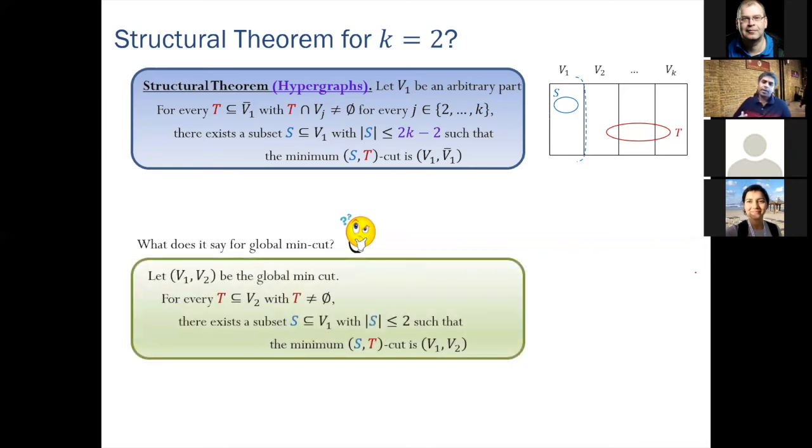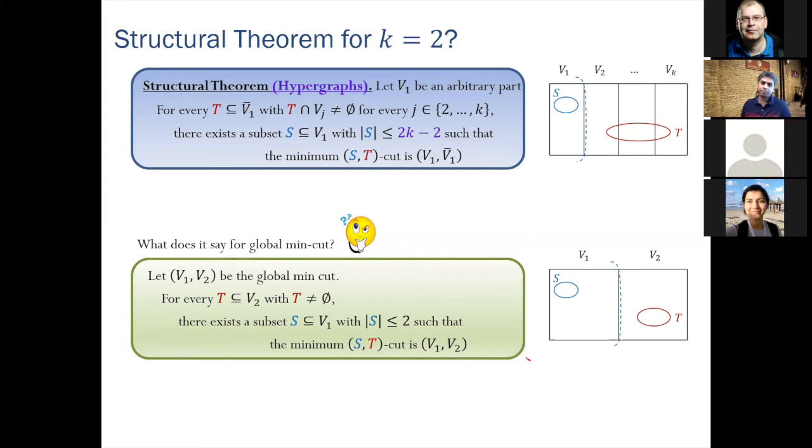Still keep in mind that all cut values are distinct. So the min ST cut is unique, which in particular means that the global min cut will be unique. Okay, so let's interpret the structural theorem for global min cut. It says that for every subset T that is disjoint from V1, that is, T is completely contained in V2 and it is non-empty, there is a subset S inside V1 of size at most 2K minus 2, where K is 2. So there is a subset S inside V1 of size at most 2 such that the minimum ST cut is exactly V1, V2.